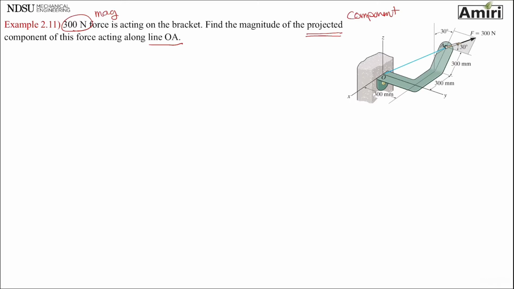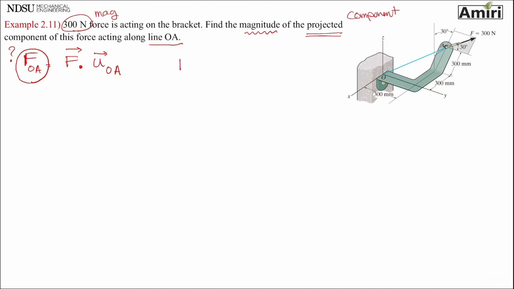So the component of this force is a scalar, but the problem even says magnitude. Component along OA is the dot product of the vector and the unit vector of OA. This is what we have to find. This is what the problem is asking us. Okay, so we got work to do.